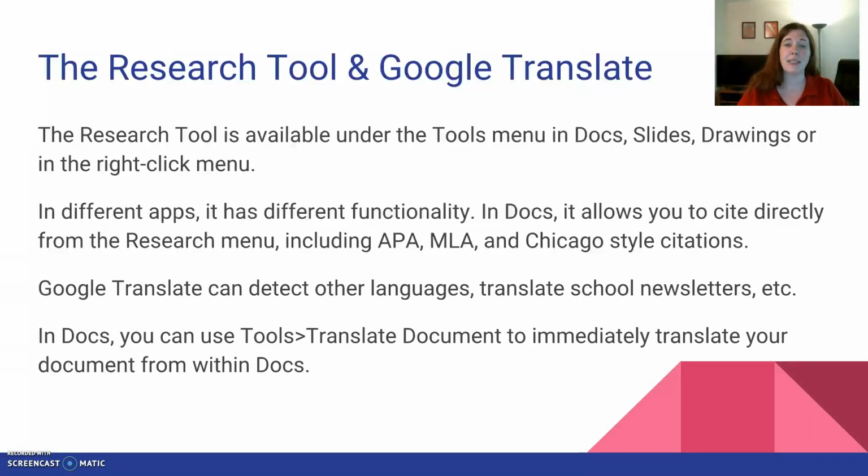Google Translate can detect other languages, translate school newsletters, translate whatever you want into almost whatever language you want. Doing the quiz at the end, it let me translate the Maori language, which I certainly don't recognize on sight, and told me that Maori is spoken in New Zealand, and I went from there with the research from that. In Docs, you can use Tools, and then you go to Translate Document, and you can translate your entire document in one shot. You don't have to cut and paste. You can do it right in the document. It's a great tool.